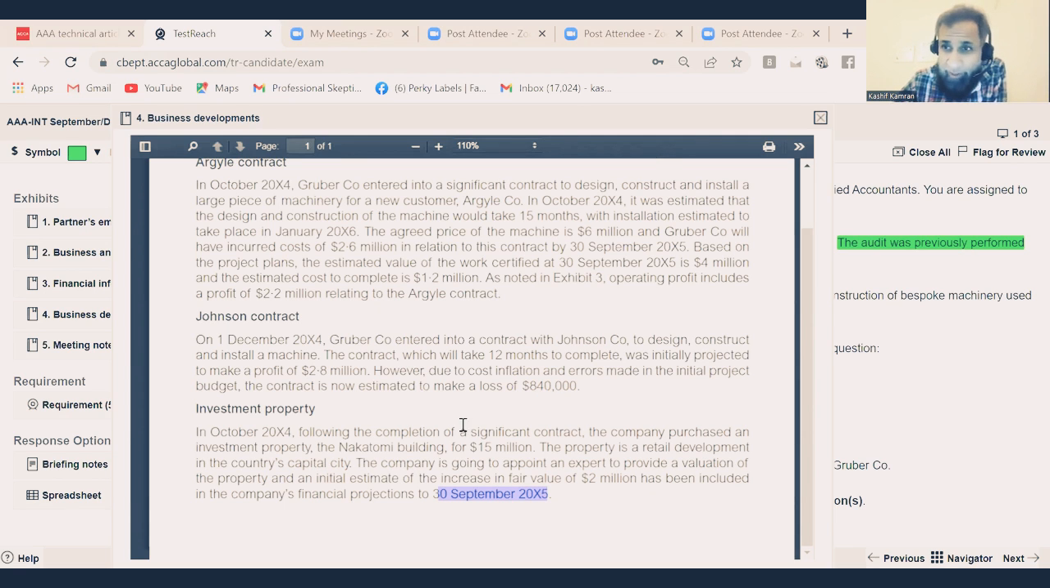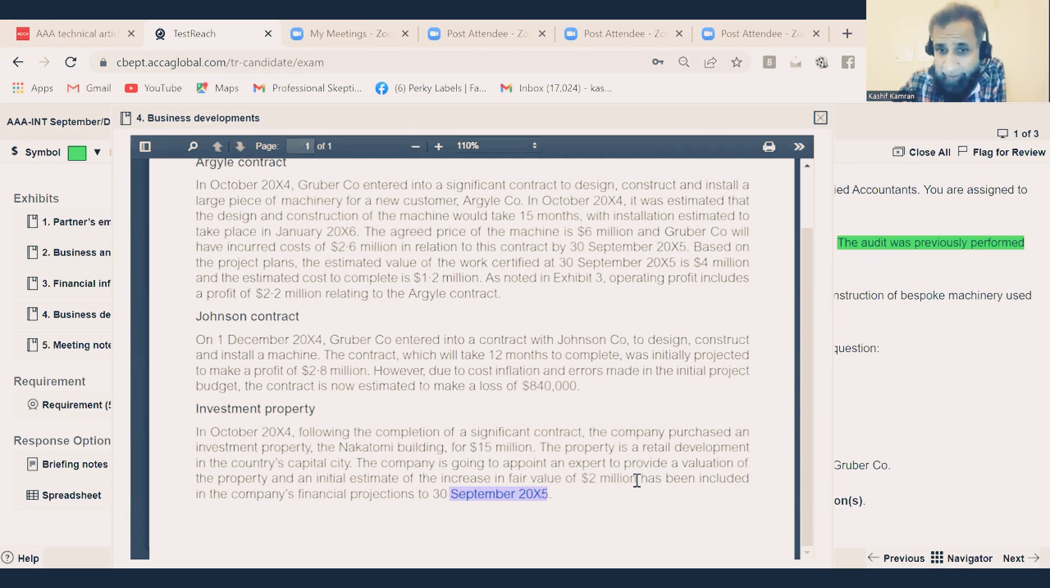Okay, so when you purchase the Nakatomi building in October 20x4, and what is the year end? 30th of September 20x5. In almost 1 year, how much is the increase in the fair value? Yes, it's fine to check materiality with one factor in a risk question, but in a reporting question, you should check it with all. But in a risk question, even if you are checking it with one factor, that's fine. But in a reporting question, you should check materiality on all factors. Okay, get back to my question, please. We purchased the building in October 20x4, and by the year end, 30th of September 20x5, that is 1 year. How much is the increase in the fair value? $2 million.